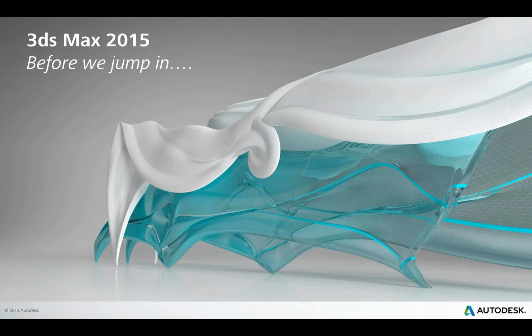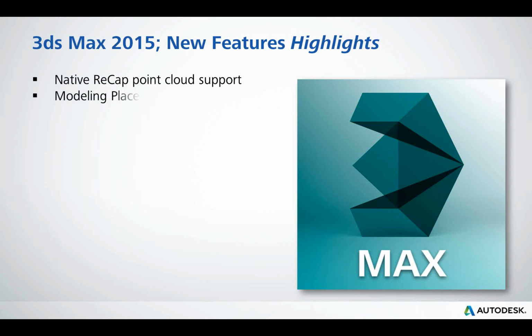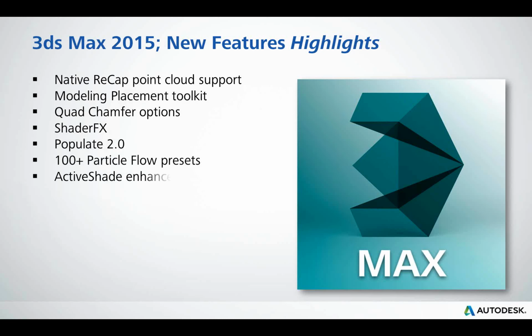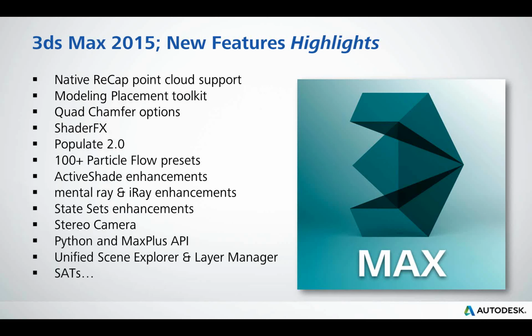So I just want to spend a couple minutes talking about some of the things that are new in 3ds Max 2015 before we actually jump into the software. So this will only take a minute. I'm not going to show you all of these because there's other things I want to show you in the software. But just to remind you that we shipped 3ds Max 2015 this year with a ton of new features: point cloud support, the new select and place tools, quad chamfer, which was one of the top user voice requests, shader effects, update to populate, 100 particle flow presets if you're doing particles, particle animations, and visual effects. Those things are a great place to start and dissect and build your own effects from those.